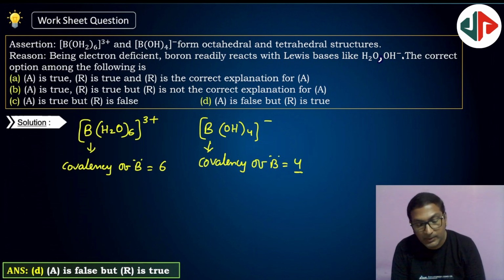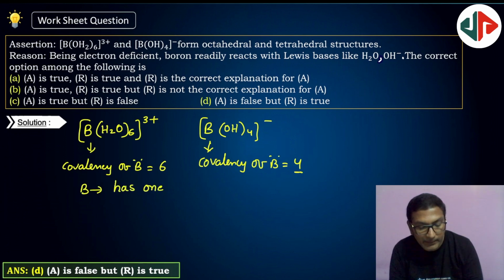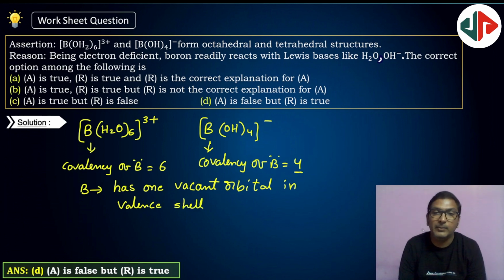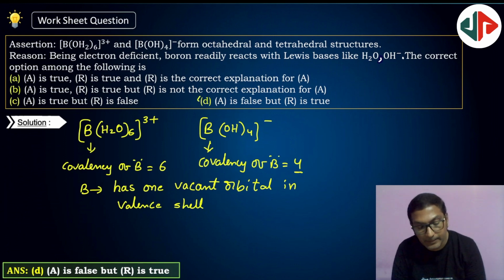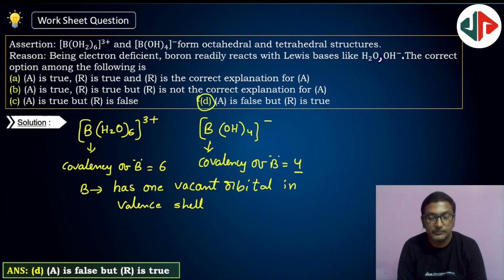So boron has one vacant orbital in its valence shell. Therefore, it can accept a pair from Lewis bases. So the reason is correct. Therefore, option D. Next.